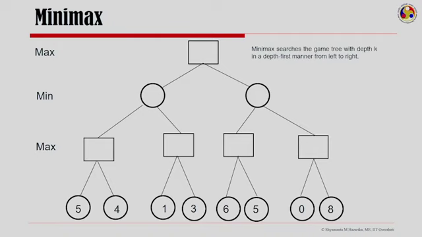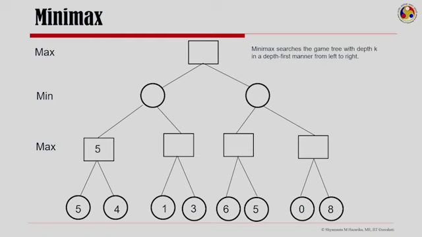So let us now see how min-max searches the game tree with depth k in a depth-first manner from left to right. It starts at the max node, comes down one level, which is the level of the min player. It comes to the max layer, one level down, and finally arrives at the leaf node. Thereafter, it gets the value of the leaf node, which is marked 5 at that point. So that is backed up one level and we get 5 there.